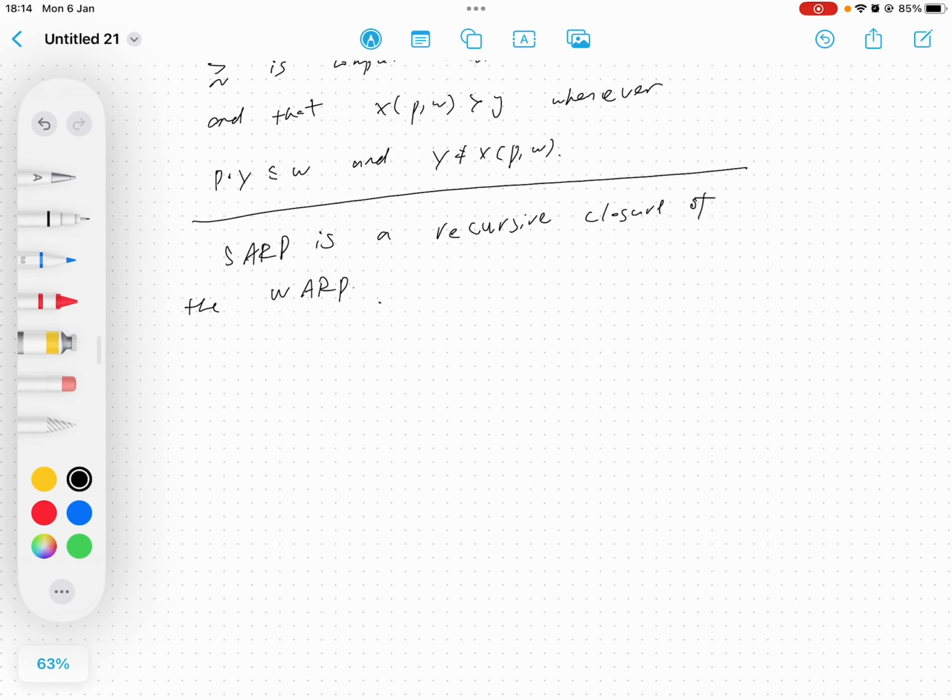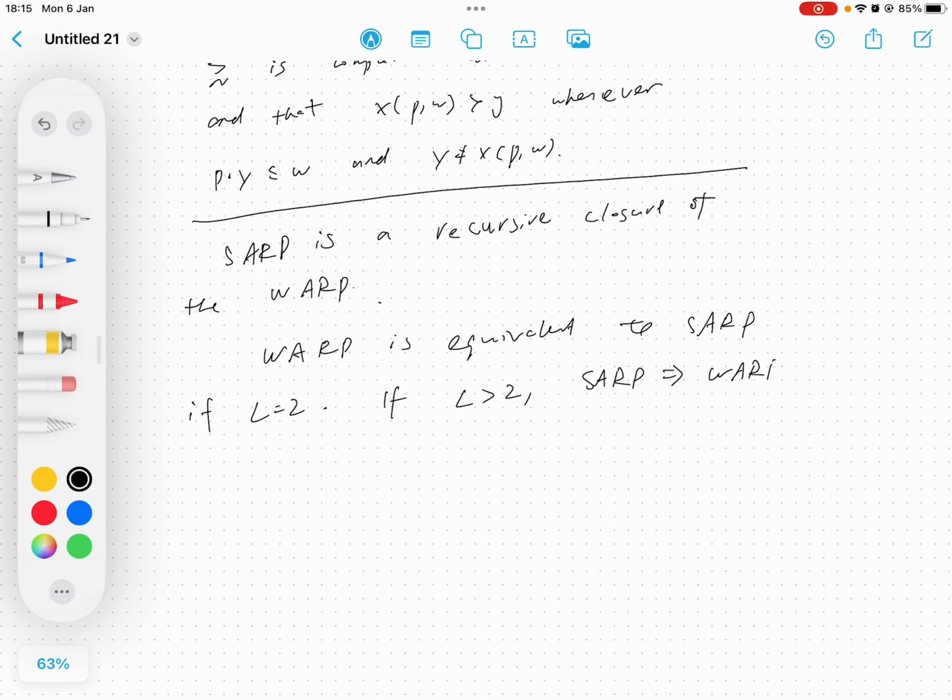So WARP is equivalent to SARP if there are 2 dimensions. But if L is greater than 2, then SARP is a stronger version. We're not going to prove this, but you can refer to the exercise in the textbook for further reading if you're interested.